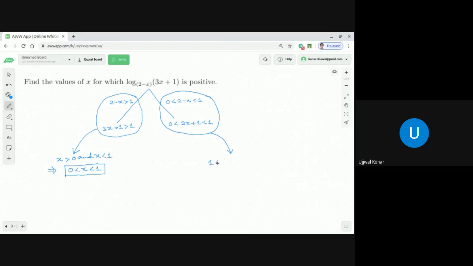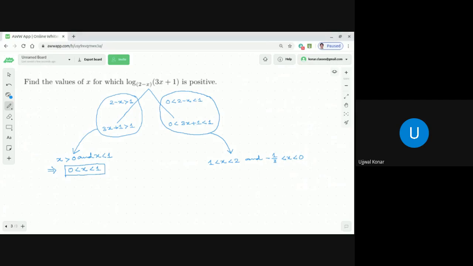It says that 1 less than x less than 2. You can simplify. And 3x plus 1 is less than 1 means that 3x is less than 0. And also, not only that, we can say minus 1 by 3 less than x less than 0. Now if we club together, what are we going to get? 1 less than x less than 2 and minus 1 by 3 less than x less than 0.